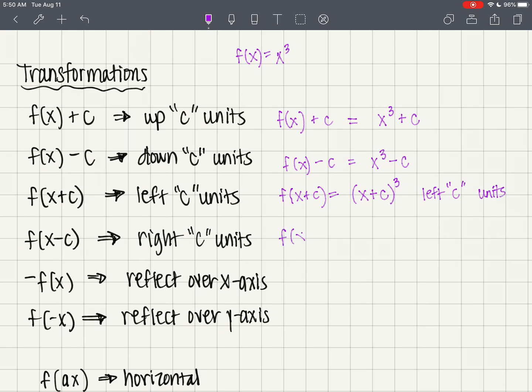And if I want to move it to the right, I'm going to subtract c. You're probably thinking, I think she made a mistake. I did not. It is the opposite sign when it's inside the function. So that would be x minus c cubed. That would go right c units.